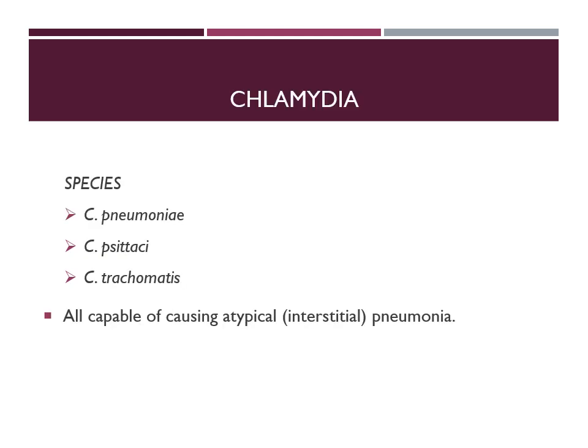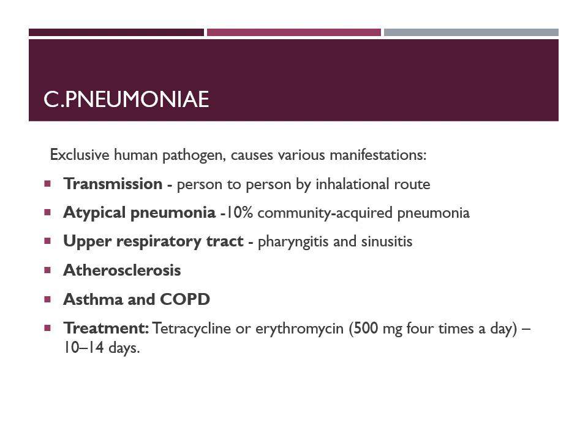Then comes another bacteria which can cause this atypical pneumonia, that is Chlamydia. Three species can cause this pneumonia: Chlamydia pneumoniae, Chlamydia psittaci and Chlamydia trachomatis. Now we come to Chlamydia pneumoniae. It is an exclusive human pathogen. It causes disease only in humans, and it spreads person to person by the inhalation route.